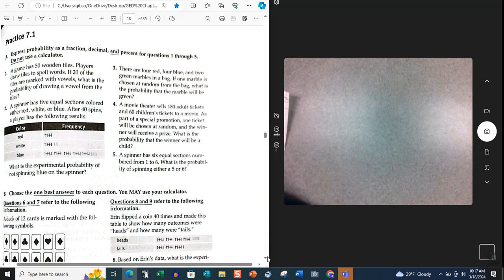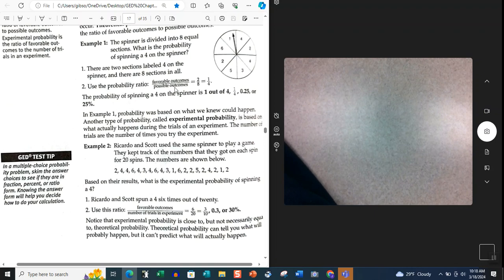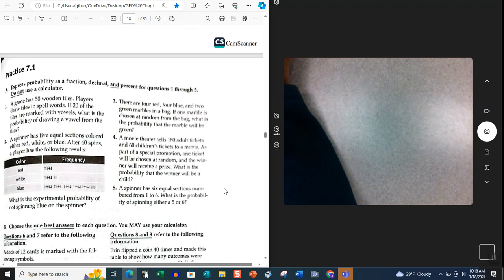Okay, now it says a game has 50 wooden tiles. Players draw tiles to spell words. If 20 of the tiles are marked with vowels, what is the probability of drawing a vowel from the tiles? Okay, now we did not say that they actually did this, so we're going to do a simple probability. Now, if we go back up here with the simple probability, it's the favorable outcomes divided by the possible outcomes.